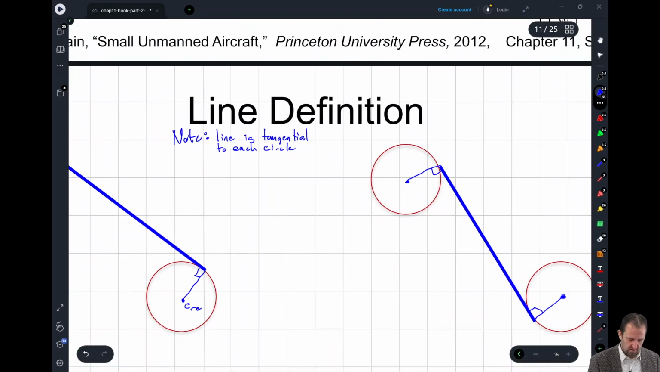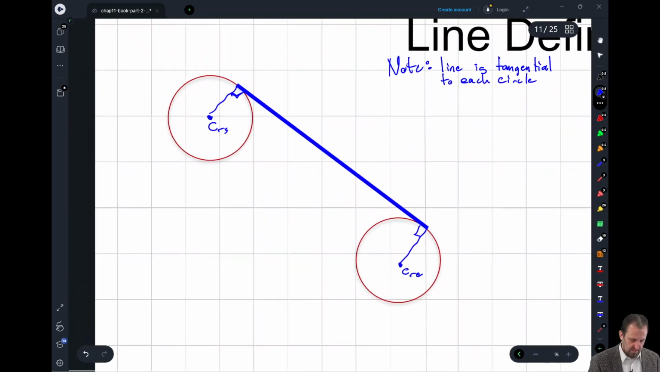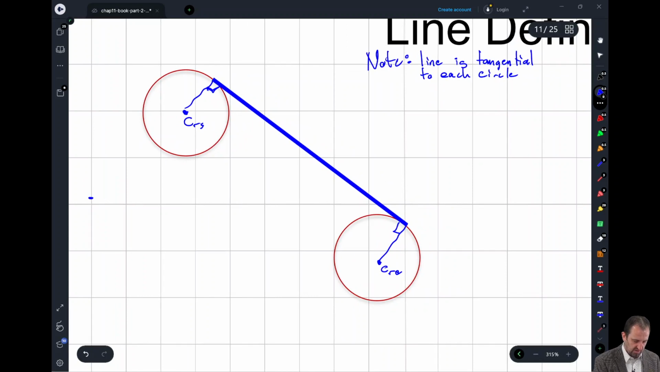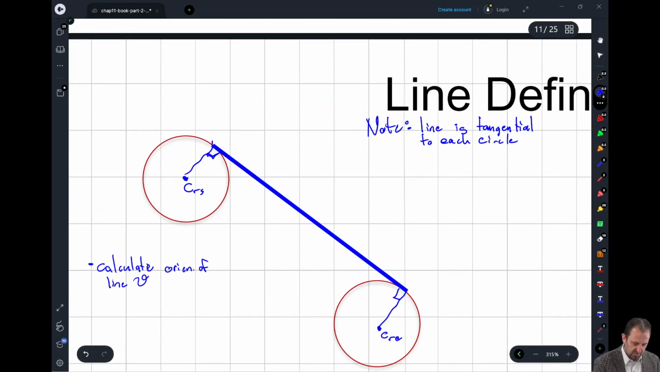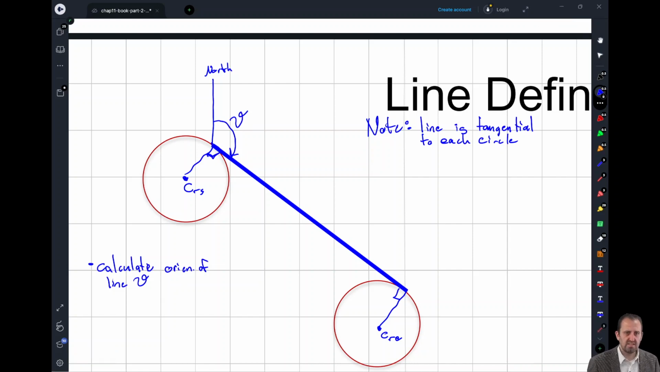The first thing that we want to do is calculate the orientation of our line. We're going to call that var theta. If we draw our north axis, what I'm talking about is the orientation to get to that vector. That's var theta. So that's the orientation of our line.